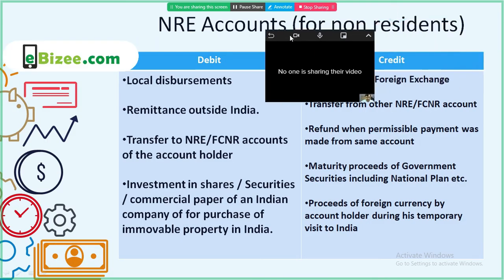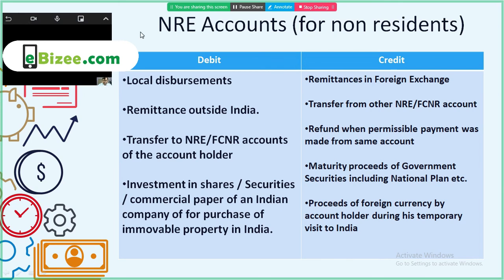Now here, the debits and credits which also apply to FCNR. These are the different types of debits and credits which are allowed in NRE account, which are reasonably different from NRO, and that is the reason of this third type. So one thing I want to tell you is that these three types of accounts have a definite foundation of the purpose and reasons and motivations.